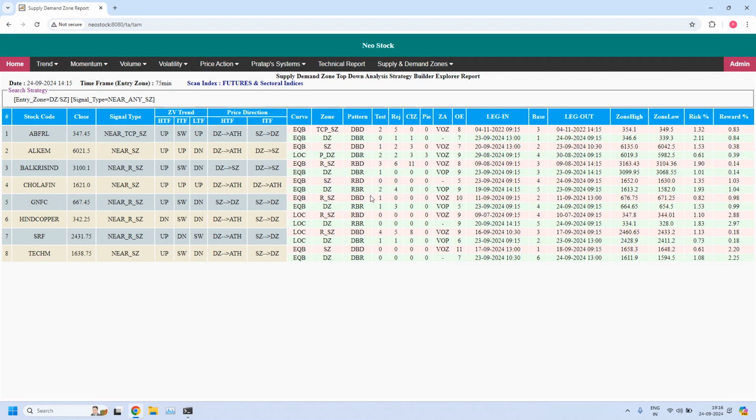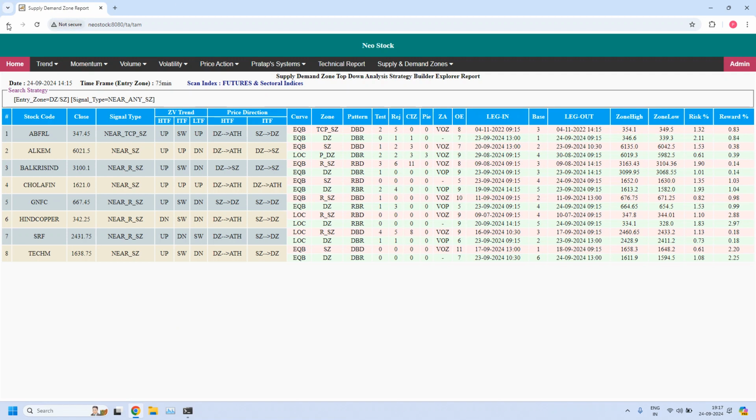Next, GNFC is having a high liquidity supply zone. Hindustan Copper is having a high liquidity supply zone. SRF is having a high liquidity supply zone. So in total, 5 high liquidity 75 minutes supply zones we identified. 5 plus 3, total 8 from daily supply zones and 75 minute supply zones. We don't have any high liquidity demand zones from the daily and 75 minutes time frames.